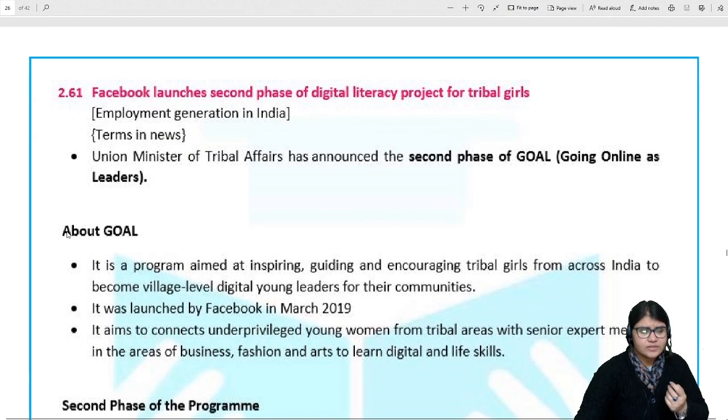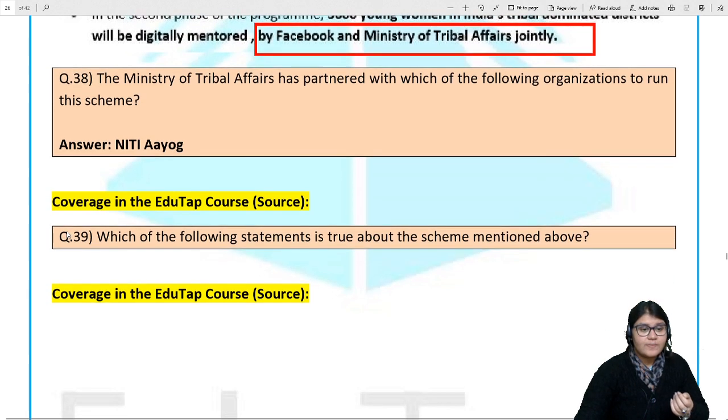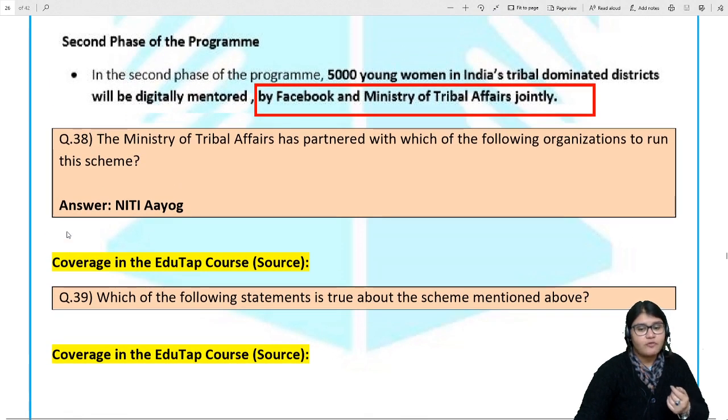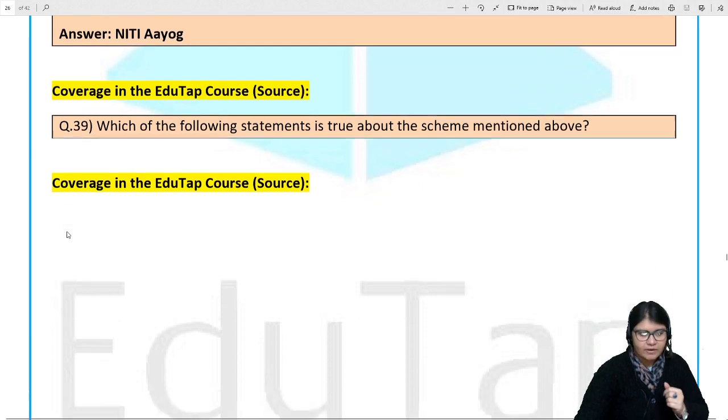Again, you can see this was covered here, automatically very simple. And the next question: the Ministry of Tribal Affairs has partnered with which of the following organizations to run the scheme? Answer is Niti Aayog. Which of the following statements is true about the scheme mentioned above in the passage? So again, we were not able to recollect the statements that were given.